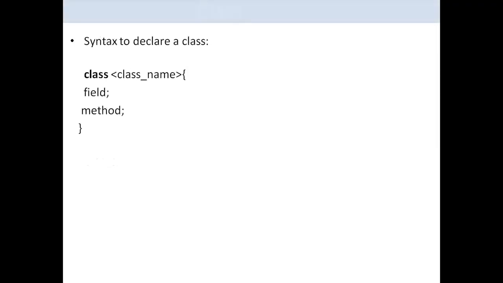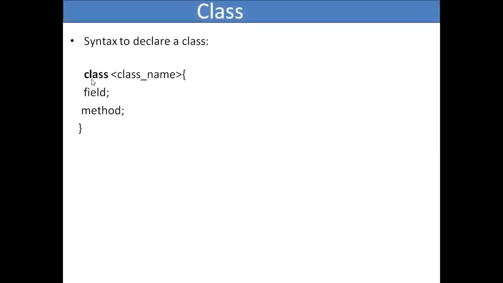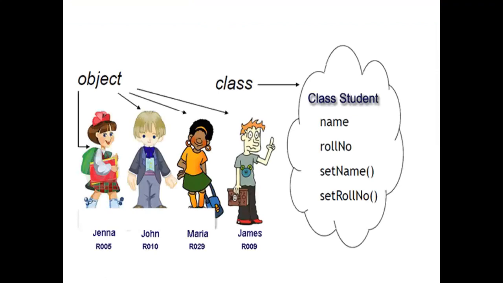How do we create a class? Class keyword, then class name. After that, fields, methods, constructors, interfaces, etc. We can declare all these things in a class.